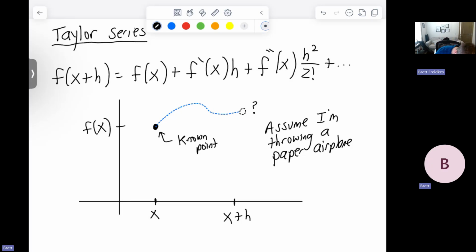So let's say that this known point is my starting point. Maybe this is where I'm standing. Maybe I'll make it bigger. I'm standing, and I go to throw this paper airplane. I know where it is at my initial starting point. And I'm trying to figure out, okay, where is it going to end up 5 feet away from me?